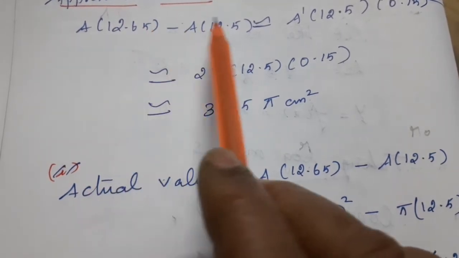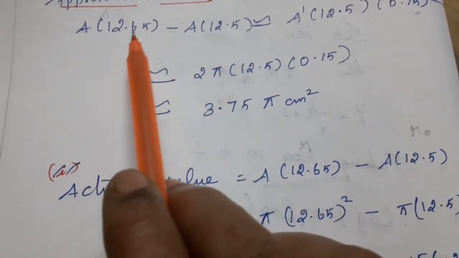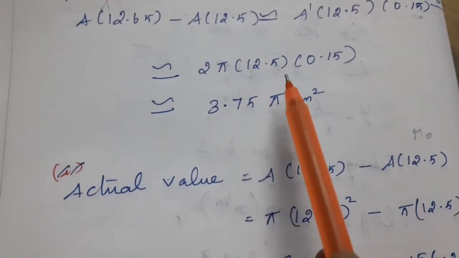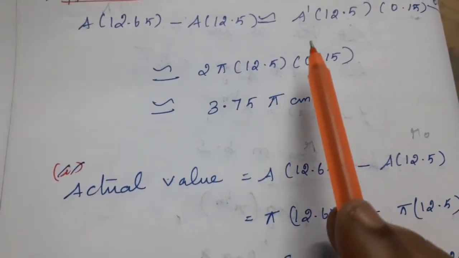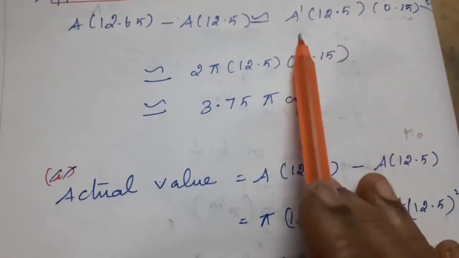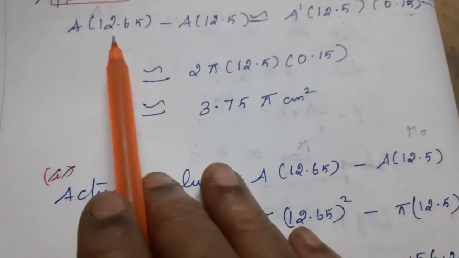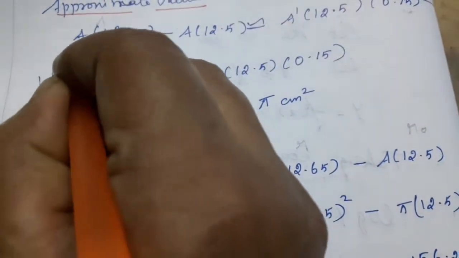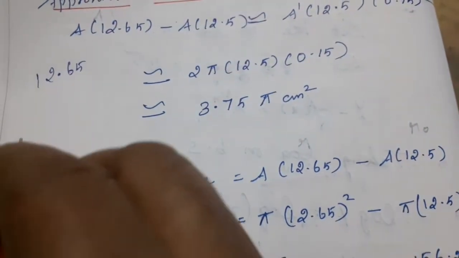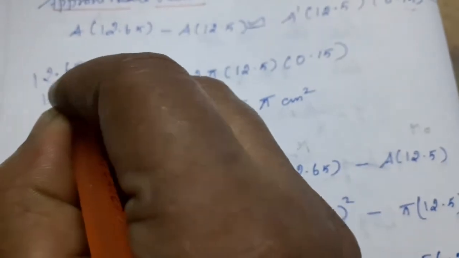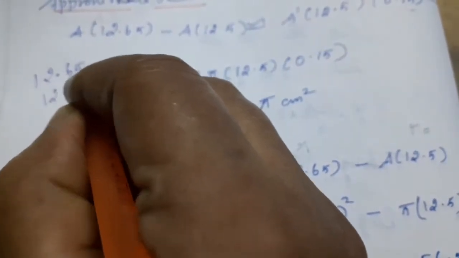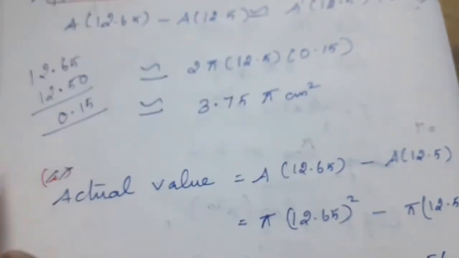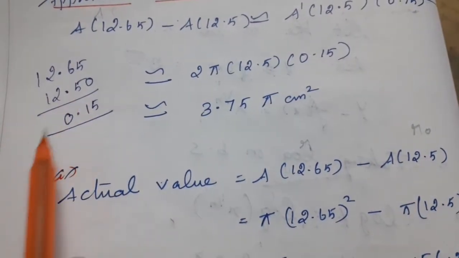This is the wrong measurement, original measurement. The A of 12.65 minus A of 12.5 is approximately equal to A dash of 12.5 into the wrong measurement. You subtract 12.65 minus 12.5. Which gives 0.15.